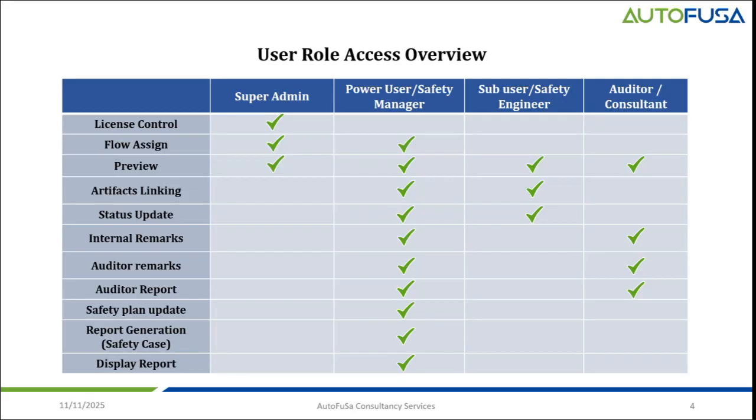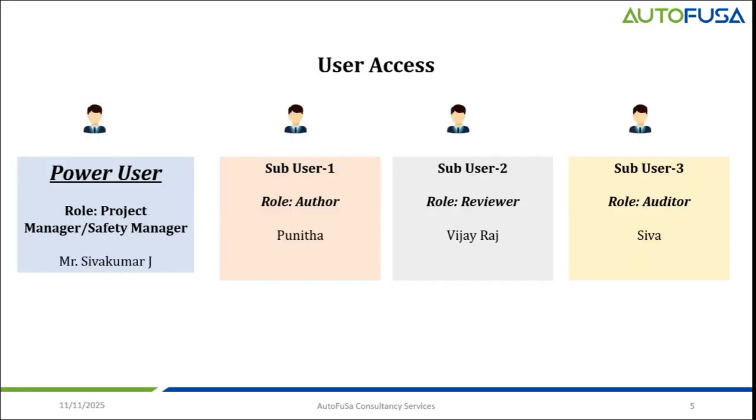So, like that, the access privileges are given, and coming to the user access. In order to demonstrate this complete flow management, I'm going to take the role of either project manager or safety manager. I'm the power user here. Probably Punitha is going to be an author for one example work product, and VJ Raj is going to be a reviewer for the same work product, and I will also be doing the auditor role the other way. So, like that, we are going to have the demonstration now, okay?